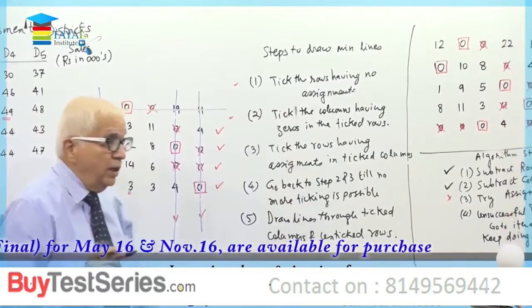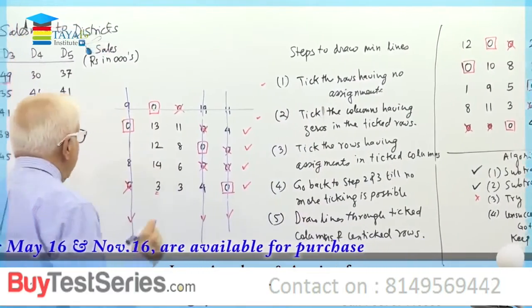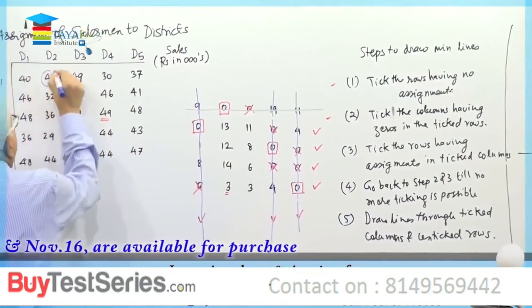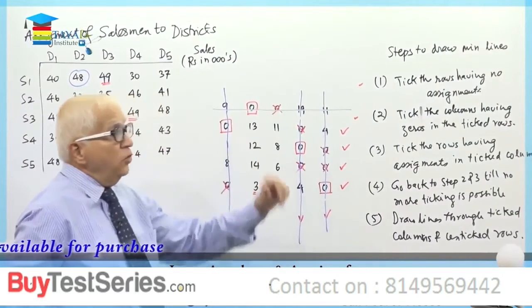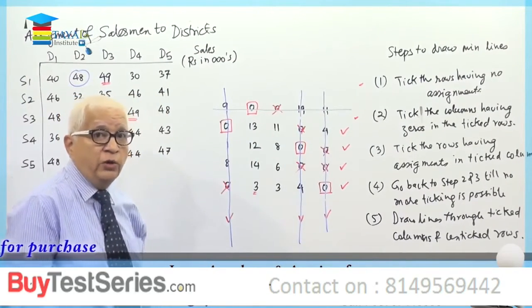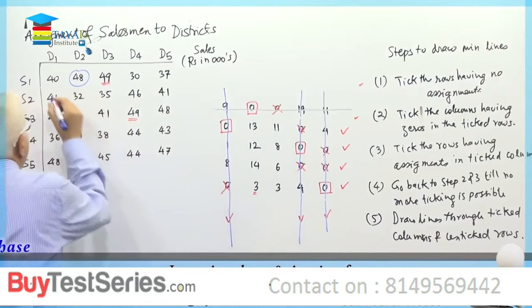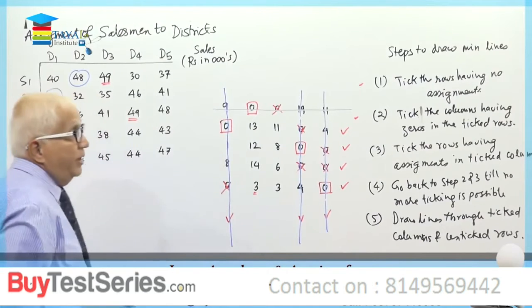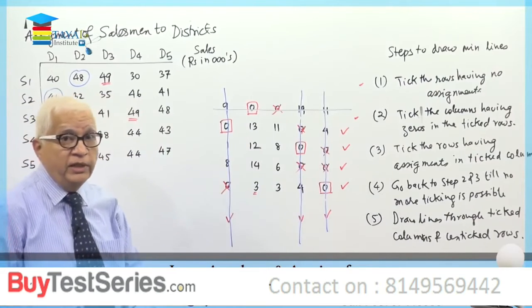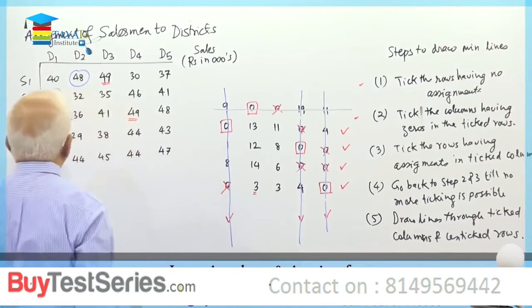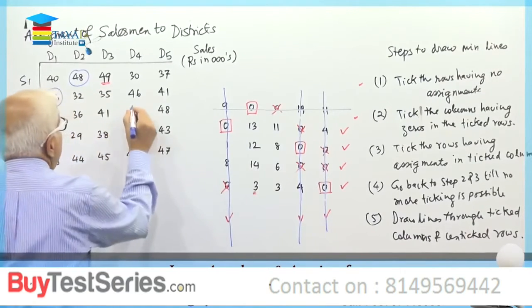Now, for example, S1 is allocated to district D2. Which is the number? This is the number. Salesman S1 allocated to district D2. Second row, where is the assignment? S2 is allocated to district D1. That means this is the assignment. Salesman S3, where is the assignment? In the fourth place in row number 3. What is the fourth place in row number 3? This is the one. Can you see?